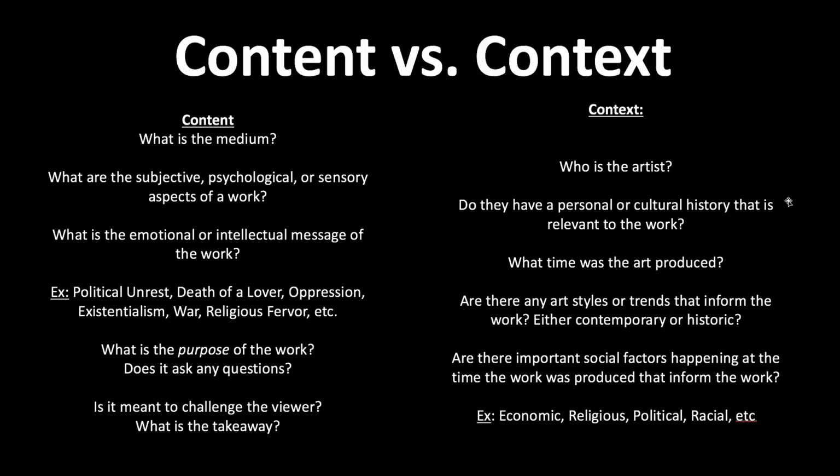which is the conditions in which the work of art was created. Who is the artist? Where are they from? Do they have a personal or cultural history that is relevant to understanding the work? What time period was the art produced? Are there any art styles or trends that inform the work, either contemporary or historic? Artists generally always reference the art that came before them. New art movements are always a kind of push against the one that came before it. So usually it's just as important to understanding that movement or that piece of work to know the history.